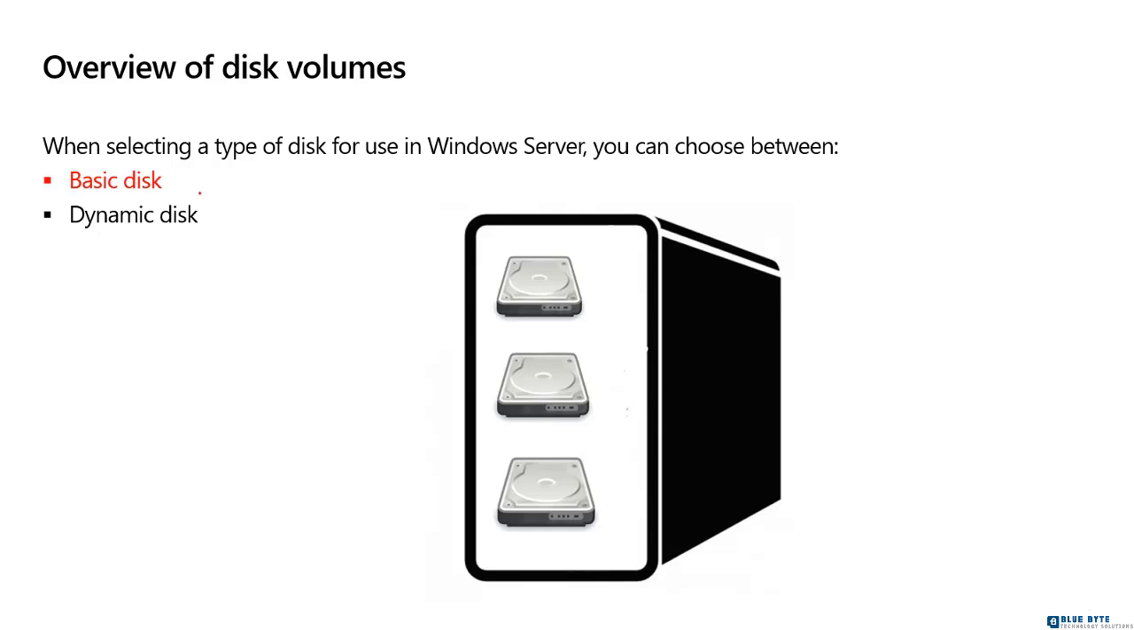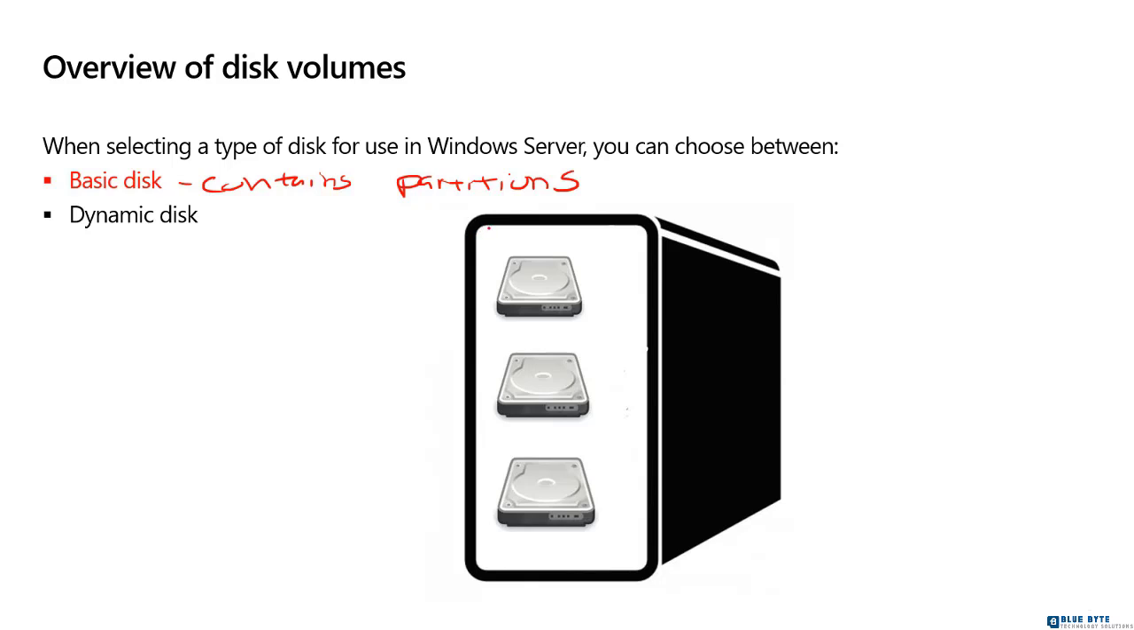In Windows, there are two types of disk volumes. One is a basic disk, and the other is a dynamic disk. The characteristics of a basic disk: it contains partitions. That term partition is synonymous with basic disk.